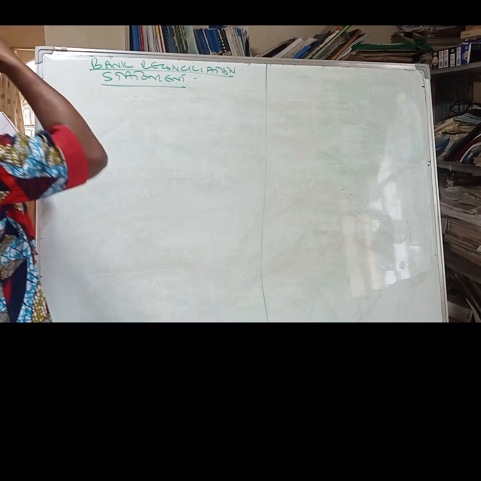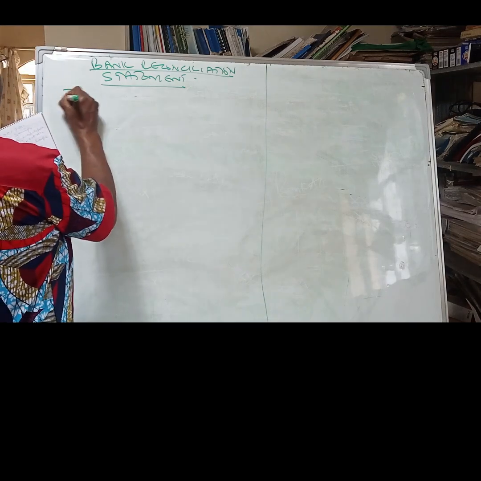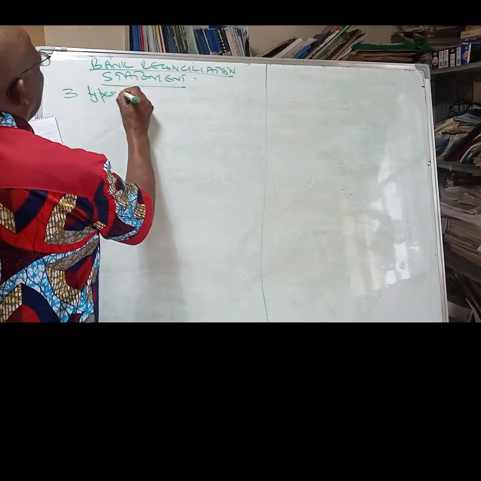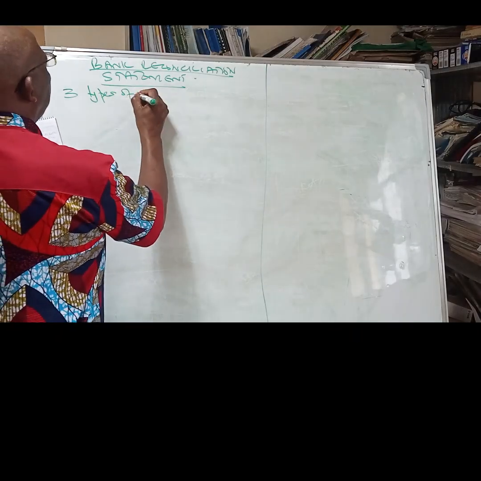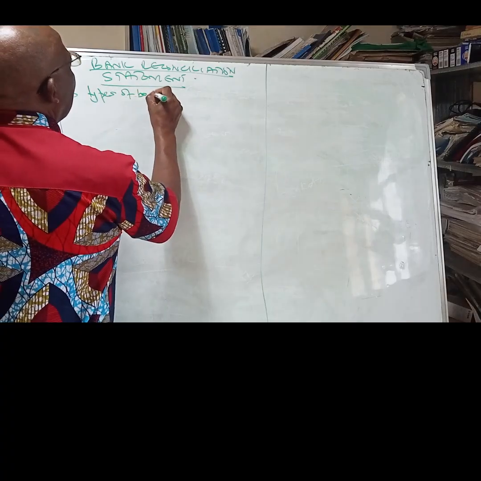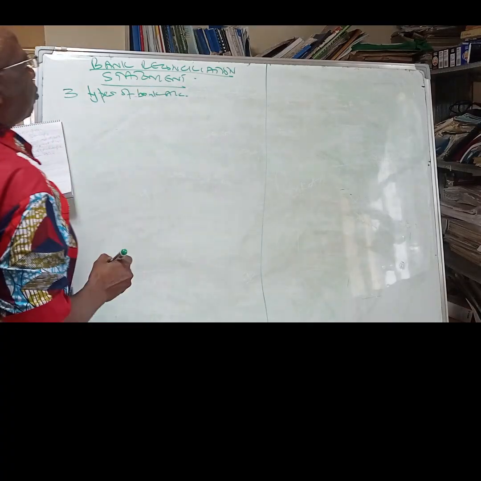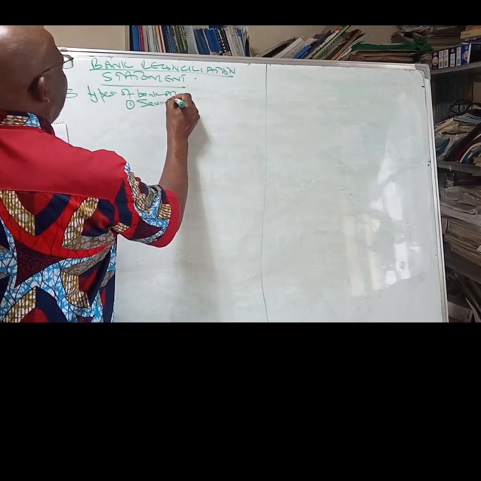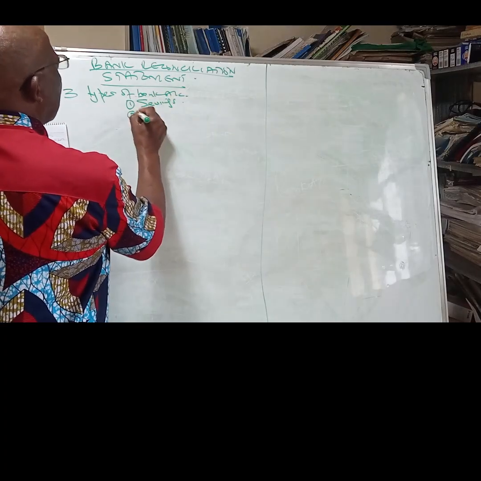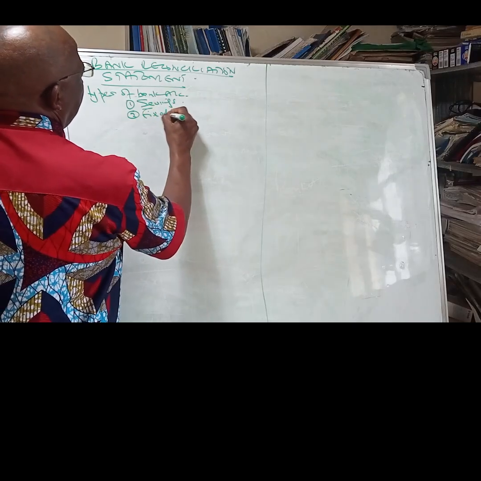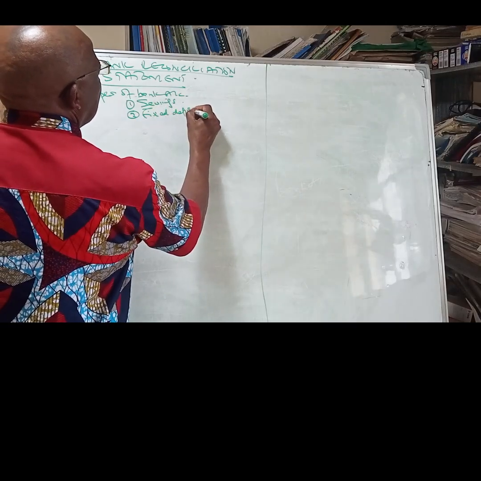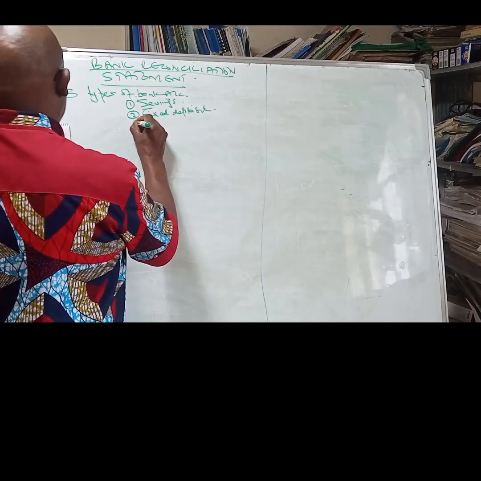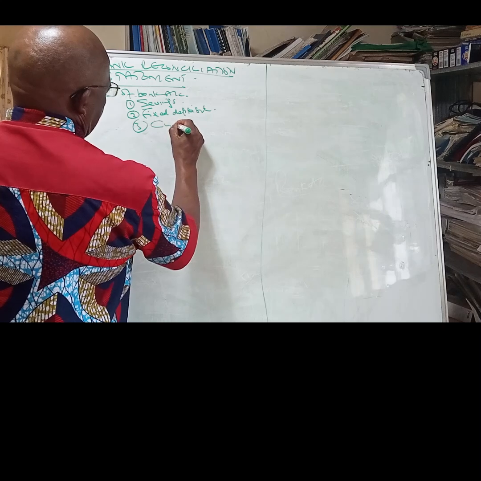Now we know that there are three main types of bank accounts. Number one, we have a savings account. We have a fixed deposit account, and we have a current account.